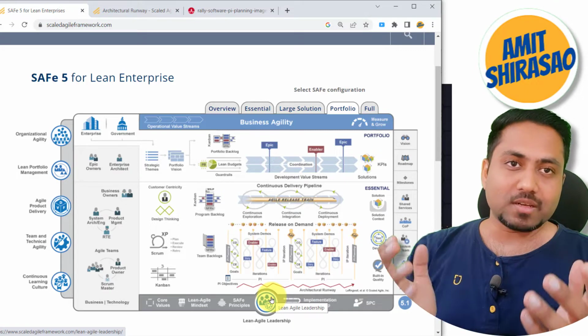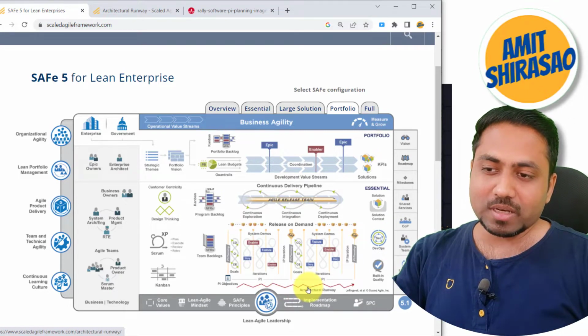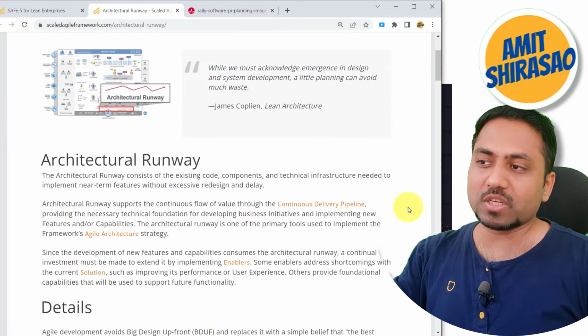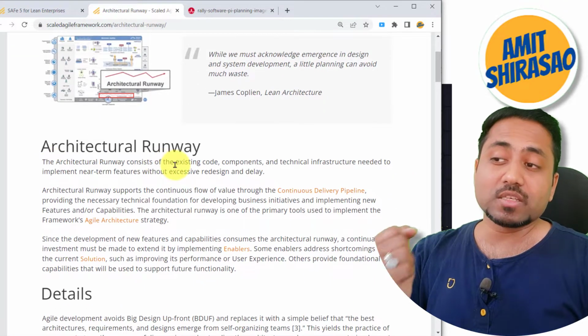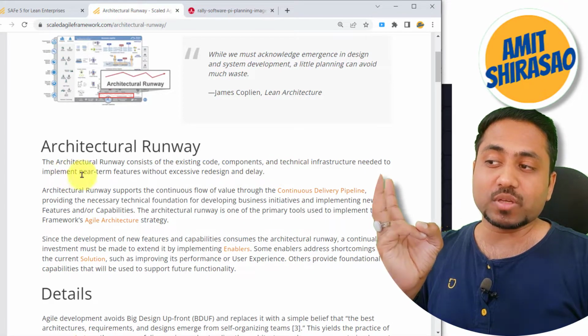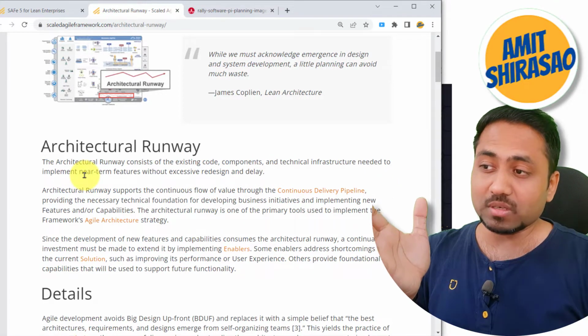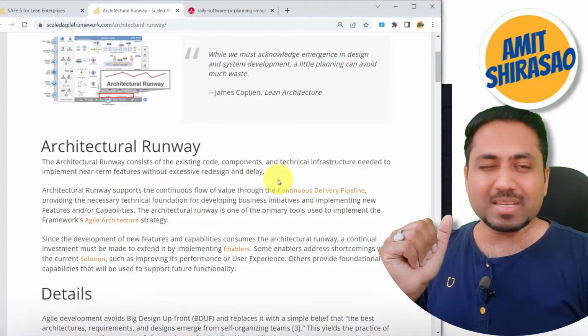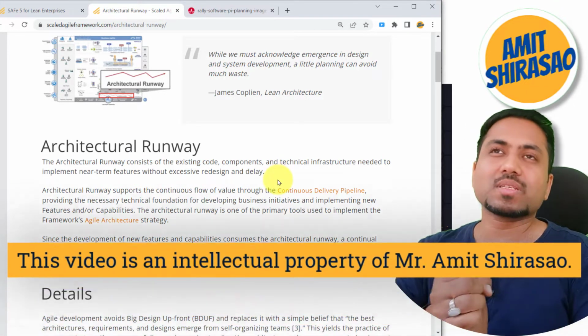So what is architectural runway? You can always click on this and this page will open, and the very first thing given on this page is: architectural runway consists of existing code, components and technical infrastructure needed for the implementation of near-term features without excessive redesign or delay. I'll just explain in short what architectural runway is.